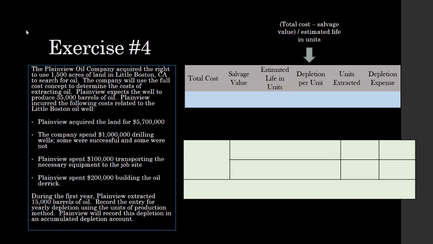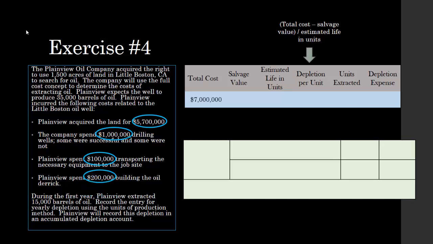They spent $100,000 transporting equipment to the site, and they spent $200,000 to build an oil derrick, that big thing that you place over the top of an oil well that captures the oil as it comes out. In total, that's all of the things that they had to pay for. And since we're using the full cost concept, we get to include the full cost of everything that it took to get a producing functional well, which is the $5.7 million, the $1 million, the $100,000, and the $200,000.